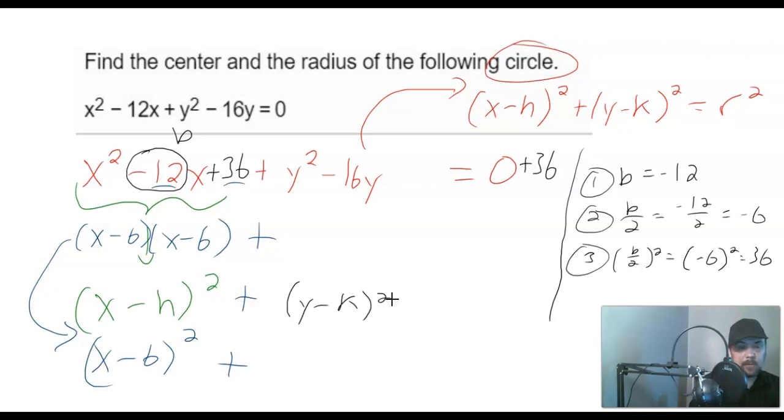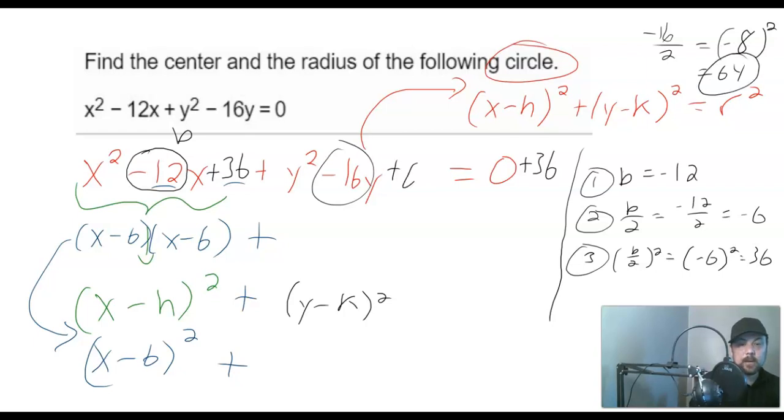Right? So we want to make it look like this, y minus k squared. So in this case, b is negative 16. So you're going to have negative 16. Divide that by 2, you get negative 8. Square it, we get 64. So that's the special number you need for the y variables to make it factor the right way. So if you add 64 to the left-hand side, you have to add 64 to the right-hand side.